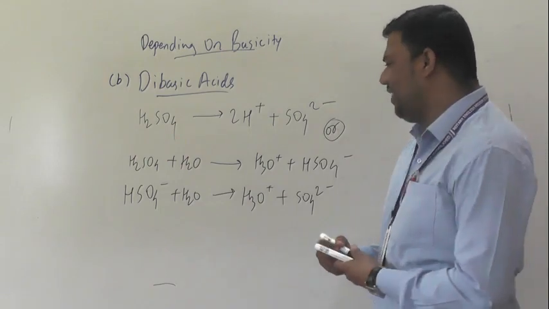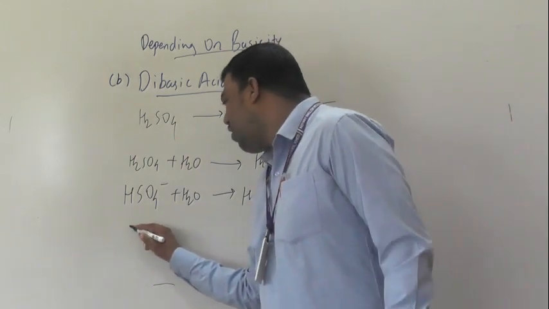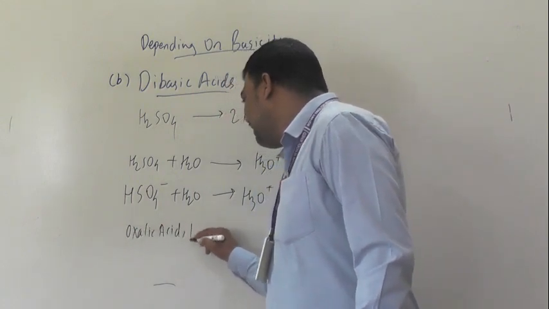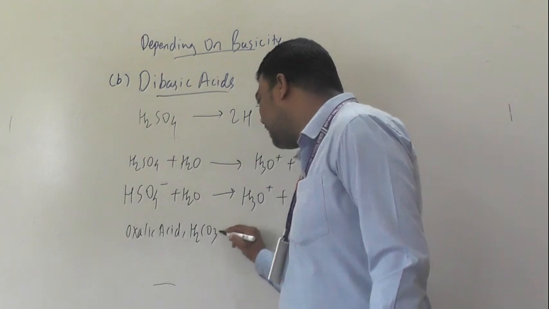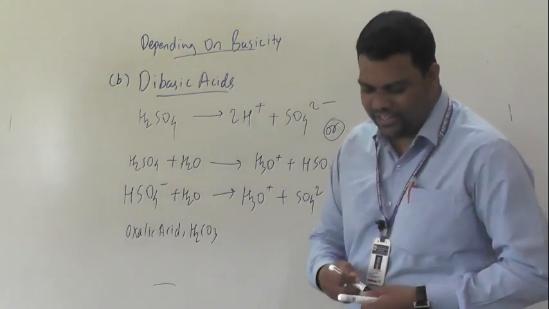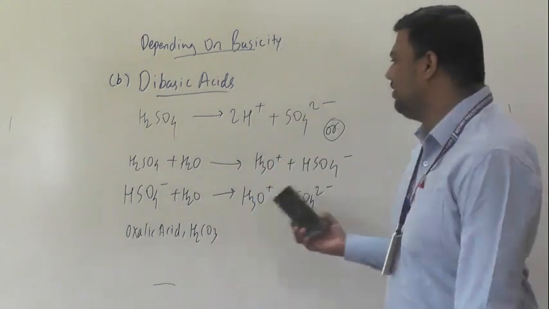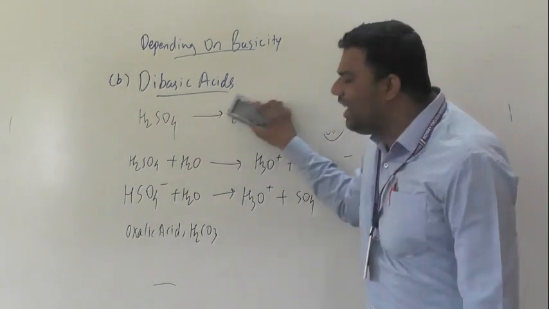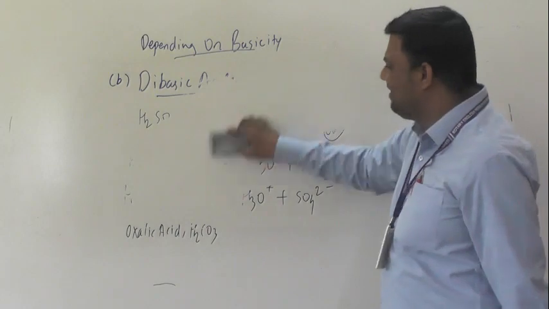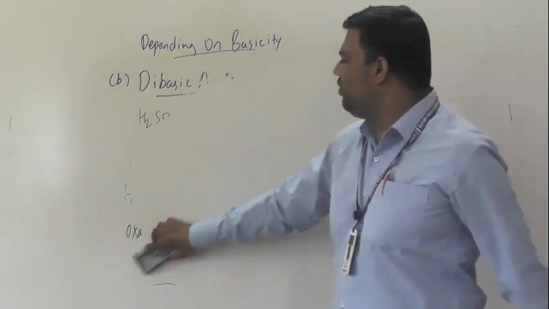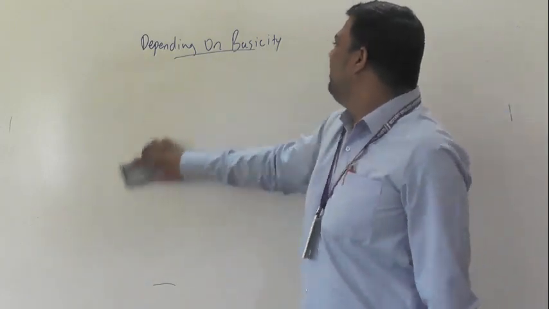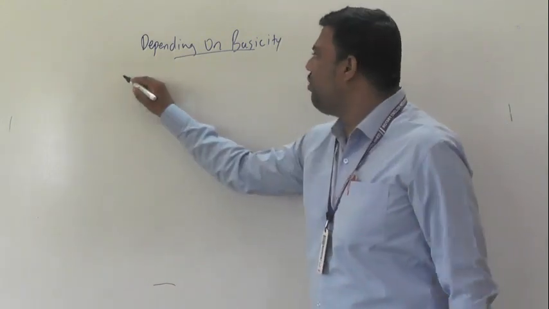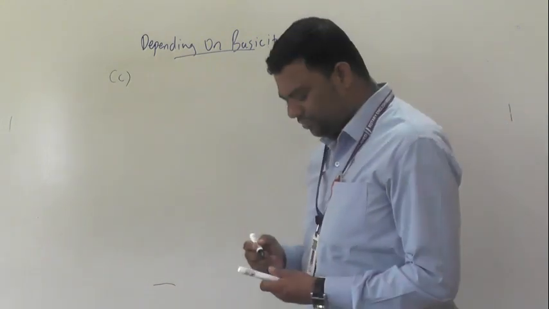Another example we can write is oxalic acid. Then H2CO3, carbonic acid, we can also write in this fashion. Understood. So these are examples of dibasic acids. I hope you understood all things. Now see, last, small c.